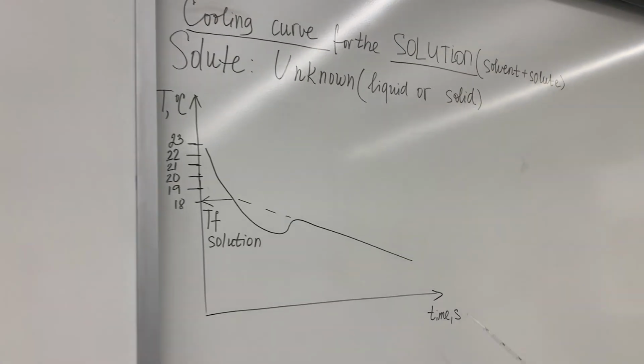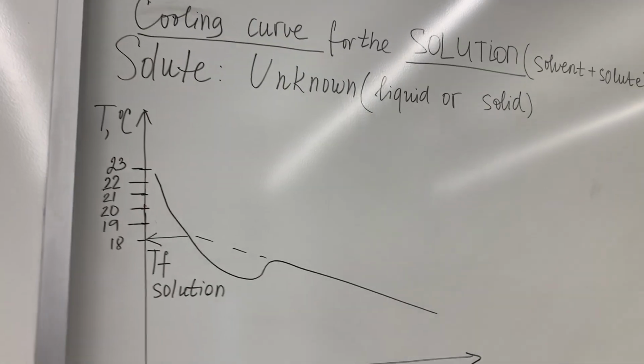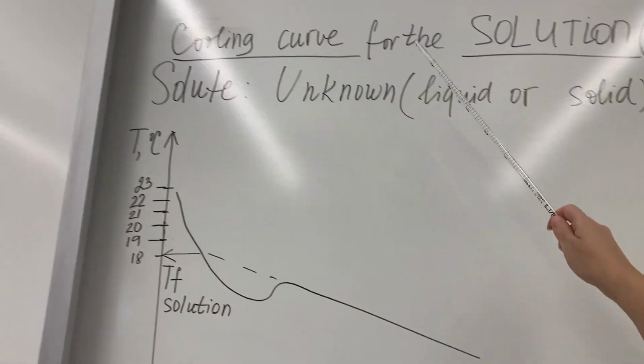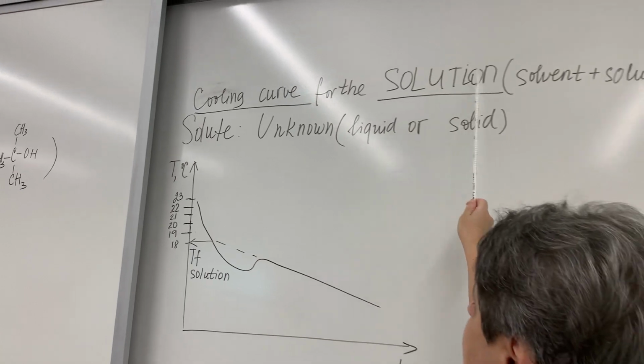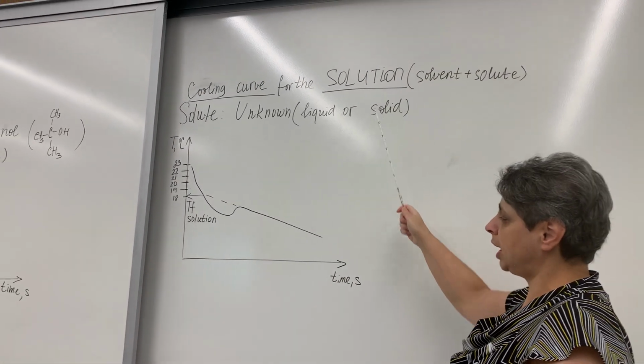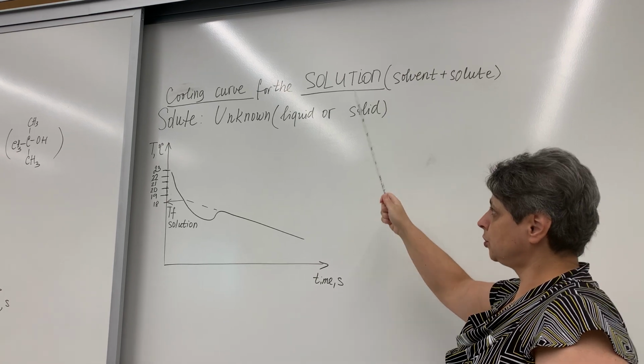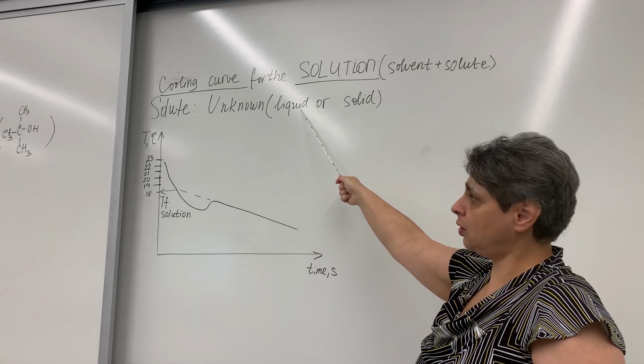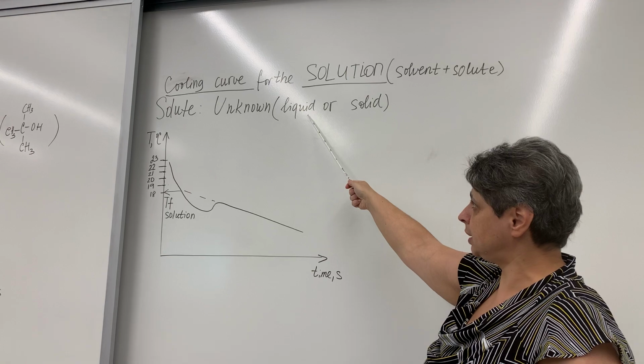Skipping the part of the experiment where you would have to find the Kf value, we're going to look at the cooling curve for the solution. So taking the unknown, again, either liquid or solid. For solid, close to 2 grams. For liquid, depending on which unknown it is, either 1 milliliter or 2 milliliters.